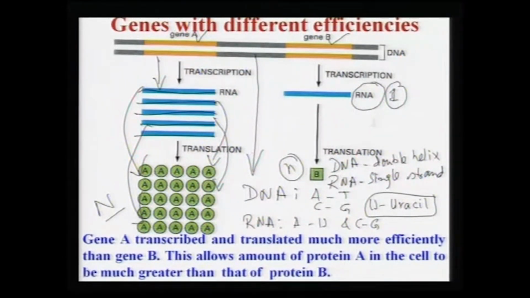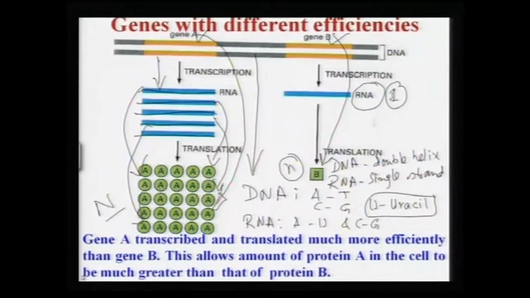Here it is mentioned that gene A is transcribed and translated much more efficiently than gene B, and this allows the amount of protein A in the cell to be much greater than that of protein B. Essentially, gene A ultimately will synthesize protein of type A, and gene B would ultimately produce protein of type B. However, quantity wise, protein A is much larger in number than protein B. The message that I am trying to send is that although gene A and gene B are contained within the same DNA, individually they have different efficiency because of differences in base pairing or some other biological properties.